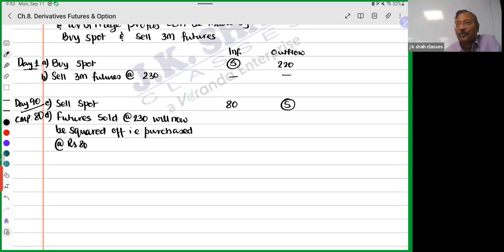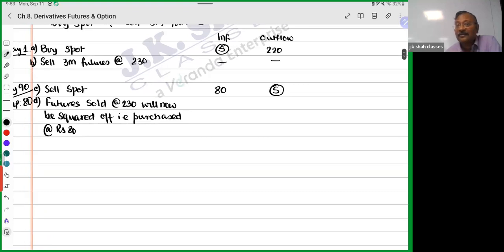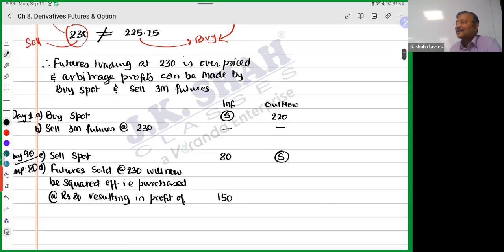Now, this will result in a profit or a loss? Profit. Profit, no? You've sold at 230, buying it at 80, resulting in profit of how much? Inflow. Huh? Okay. Anything else that we need to consider in this whole scheme of inflow, outflow?